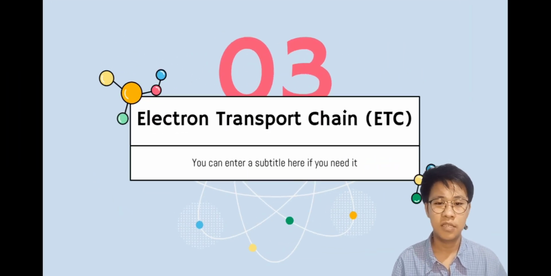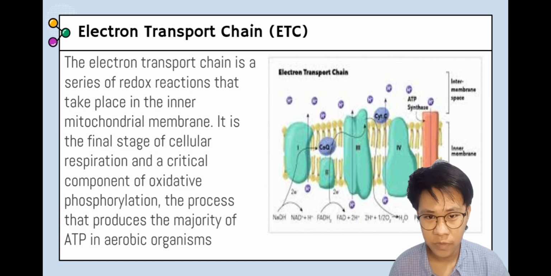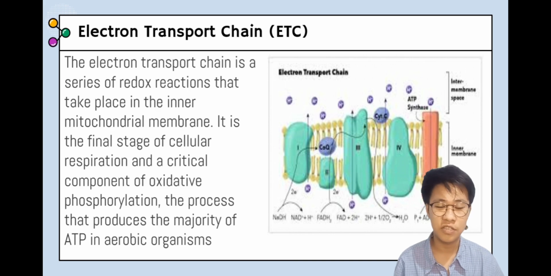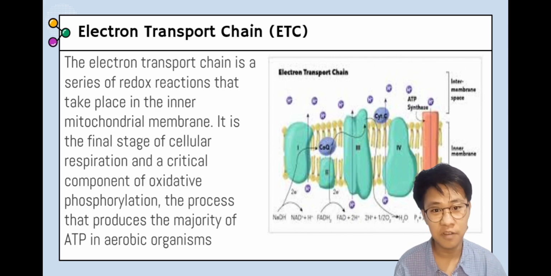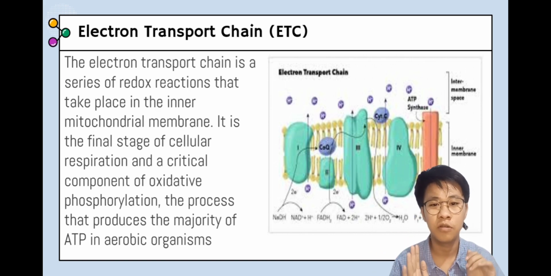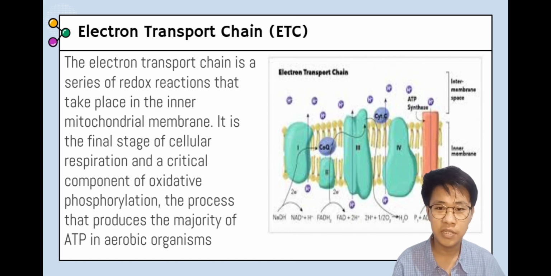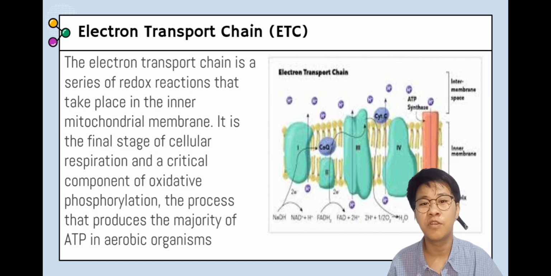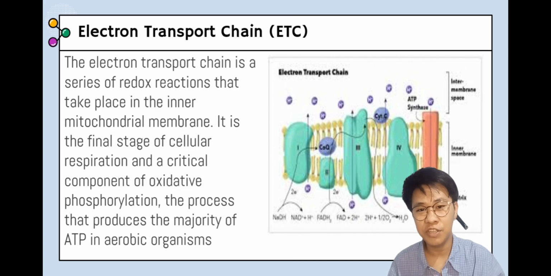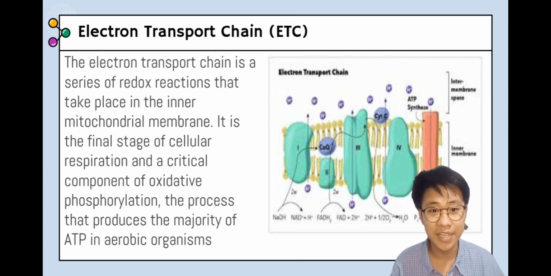Next is the electron transport chain. So let's have a quick overview of the electron transport chain, or ETC for short. This is a series of redox reactions that takes place in the inner mitochondrial membrane. It's the final stage of cellular respiration and a critical component of oxidative phosphorylation, the process that produces the majority of ATP in aerobic organisms.